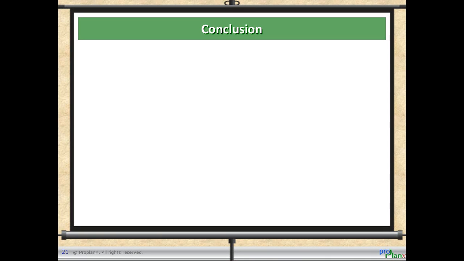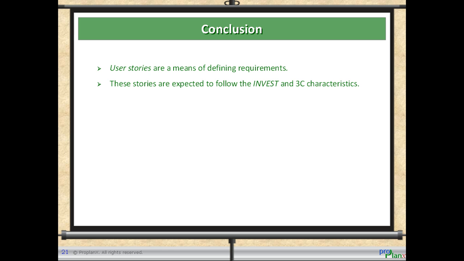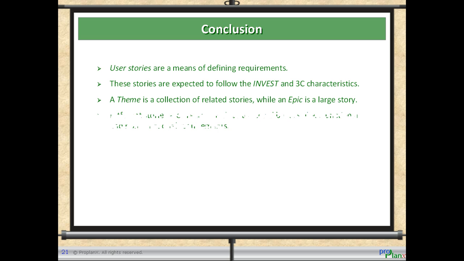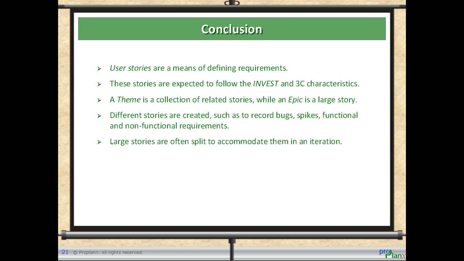Conclusion. Here is what we learned in this chapter. User stories are a means of defining requirements. User stories are expected to follow the INVEST and 3C attributes. A theme is a collection of related stories, while an epic is a large story. We have different types of stories, such as to record bugs, spikes, functional and non-functional requirements. Large stories are often split to accommodate them within an iteration. There are many types of backlogs, such as a product backlog, release backlog, and iteration backlog.